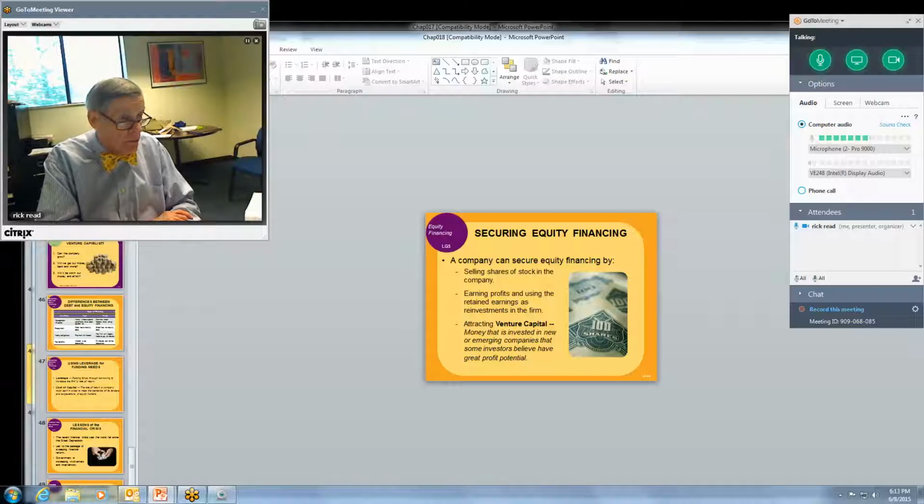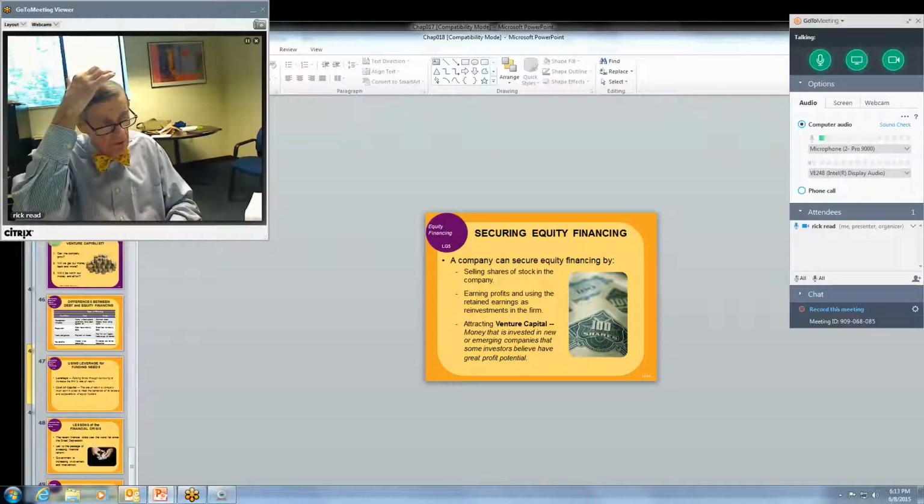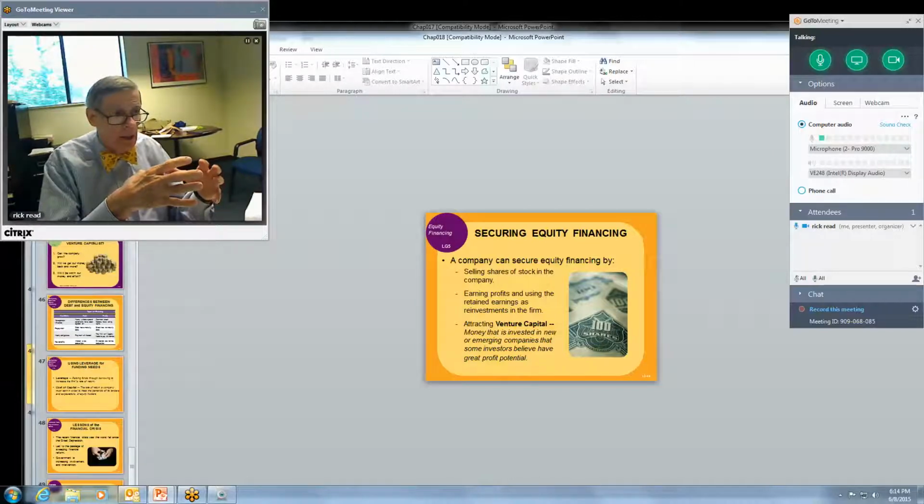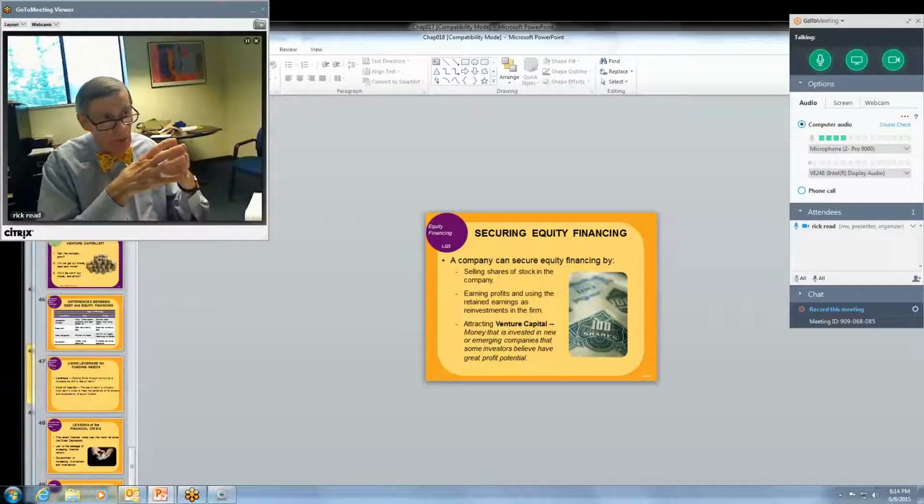Obviously, you can plow the profits back into the organization. That's a good way to increase your equity. You can look for venture capital. I like to talk about venture capital in a way of beware. What do I mean here? Venture capitalists are people that will loan money to an organization, and they're probably not going to loan it to an organization that they don't think is viable. They're not going to loan it to an organization they think will not be able to stay in business for a long period of time.